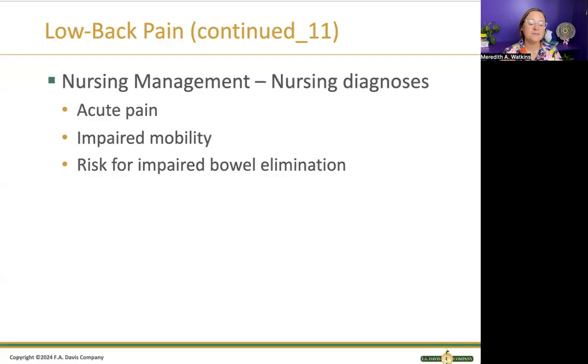Nursing diagnoses. Nursing problems that we can work on with patients with low back pain include acute pain, impaired mobility, and risk for impaired bowel elimination due to lack of mobility.